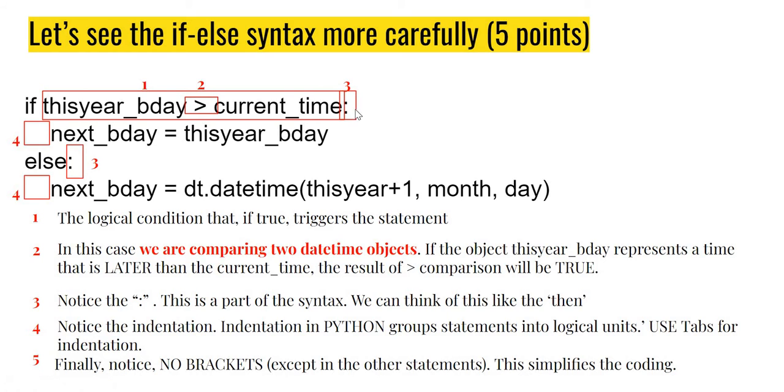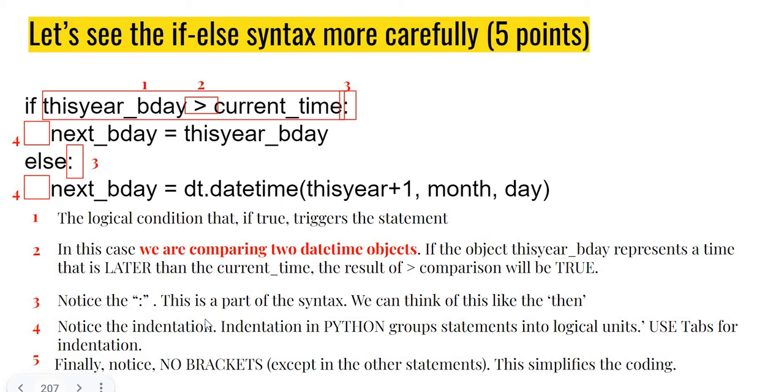Next thing, we've covered 1 and 2. Number 3 here is this colon. Think of it this way, this colon is a part of the syntax. You can think of it as then. It's like basically if something then. But remember that even on this else, we will need this colon.